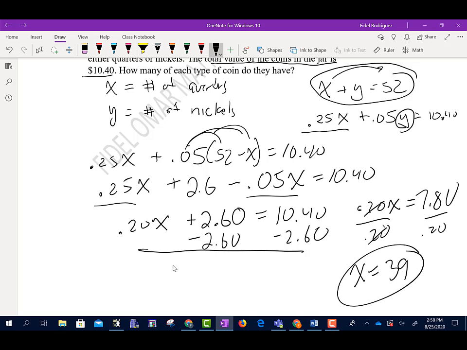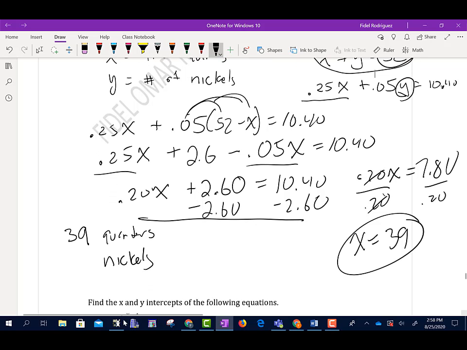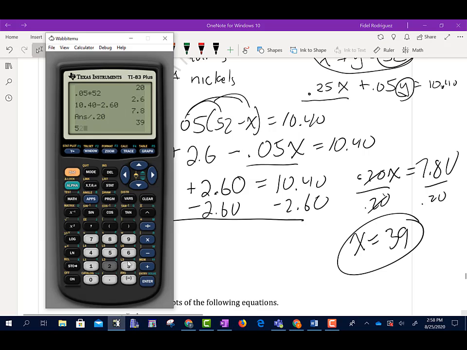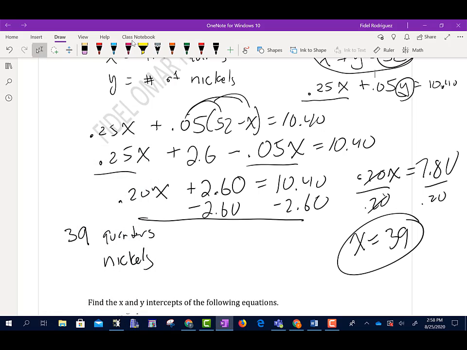Okay, so before I go on, look what the question was asking me. How many of each type of coin do they have? So remember what X stands for, number of quarters. So there are 39 quarters, right? Now we have to find the number of nickels. Do you remember how many coins they had total? They had 52 total, right? So if I take my calculator and say, what's 52 minus 39, there's going to be 13 nickels, right?